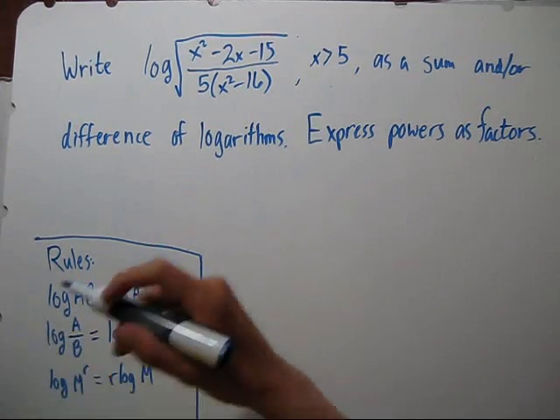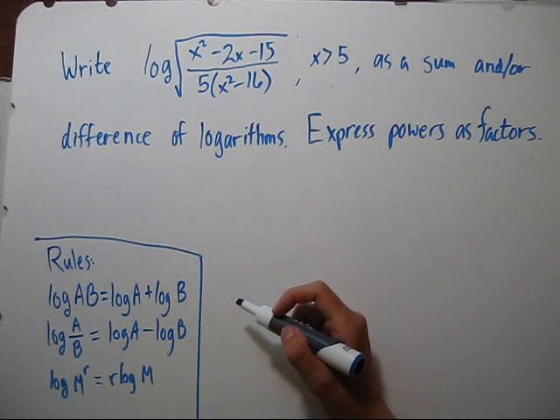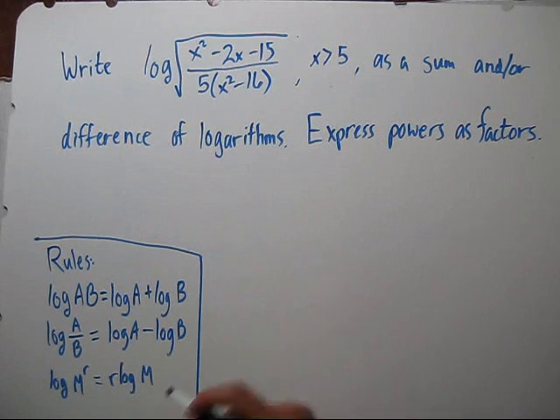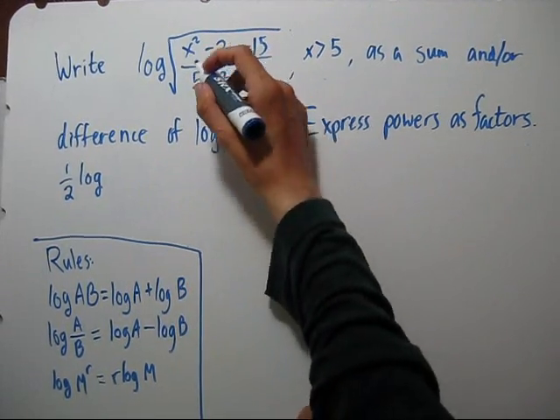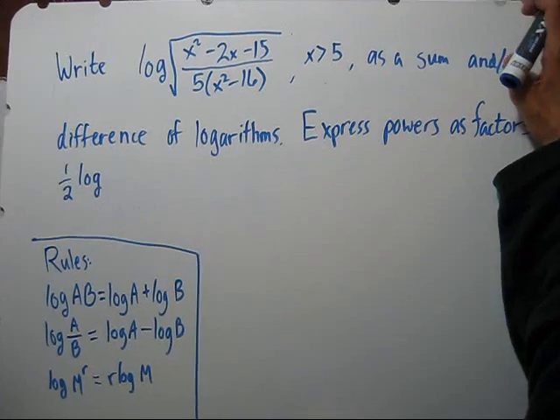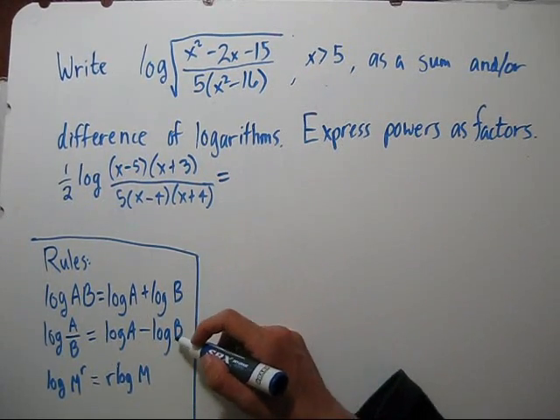First thing that's happening to our natural log is this square root. And square root is to the 1/2 power, so we can use this rule down here and pull the 1/2 out front. And while we're at it, let's see if any of these factor. Well, we have a division, so we can use this rule here.